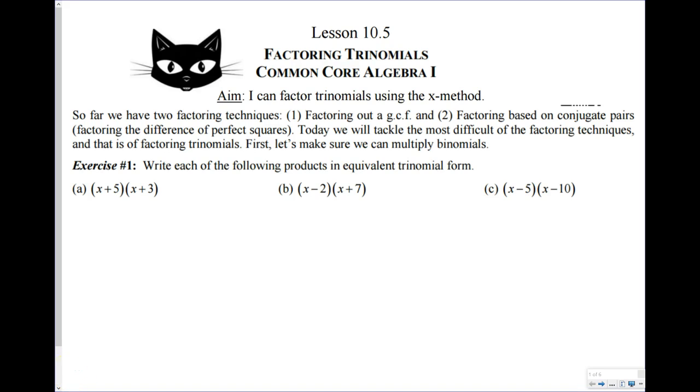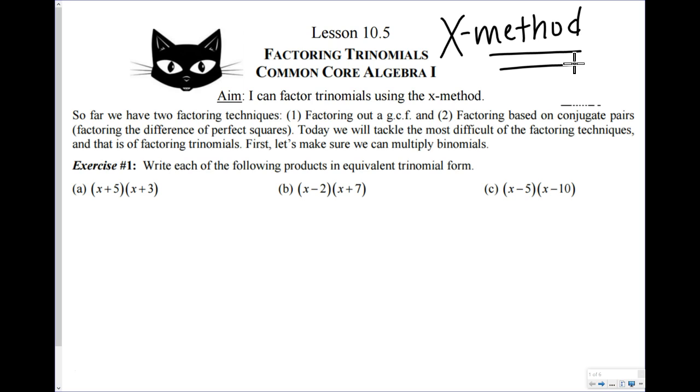Okay, this is 10.5. This is one of the most important lessons we're going to learn in this unit and the most challenging. We're going to call this the X method lesson. I'm going to refer to this method a lot in class, so at the top of your paper, please write X method. Okay, today we are going to learn how to factor a trinomial.